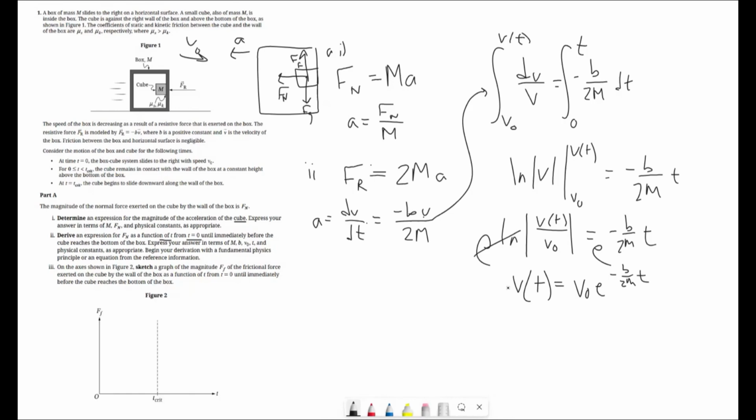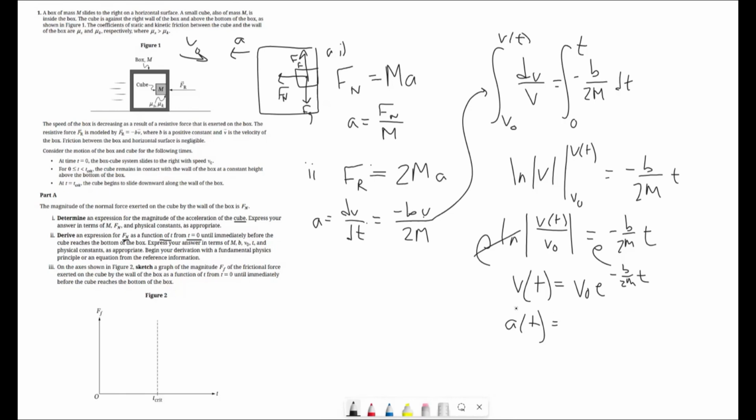Now, we might think we're done there, but unfortunately, we want to remember we're not finding velocity, we're finding F sub n. F sub n was found way over in this equation up here. F sub n equals m times a, or a equals F sub n over m. So we need to get this in terms of acceleration, because this acceleration was the same as the acceleration of the system. To get acceleration, though, we can just take the derivative now in terms of t.